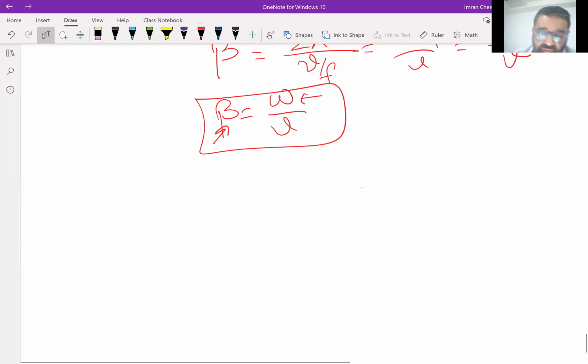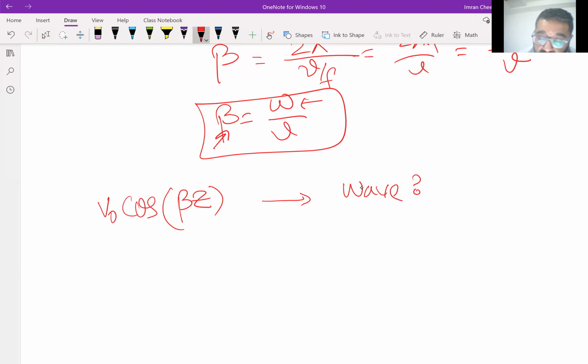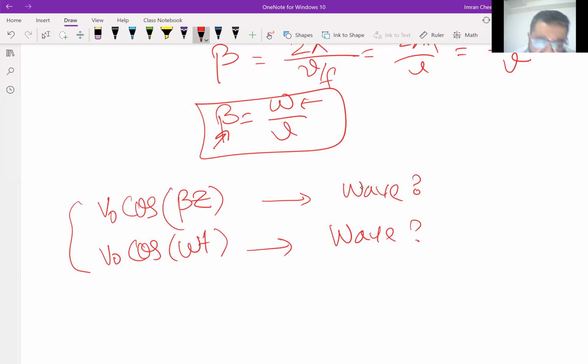I would like to ask you a few very fundamental questions here. If I write this function v naught cos beta z, is this a wave? If I write another function like v naught cos omega t, is this a wave? No, sir. Okay, great. These both are not waves, right? These are just mathematical functions. For the wave, it's very important that you have both the time and distance dependence.